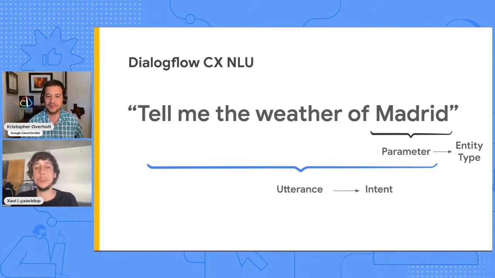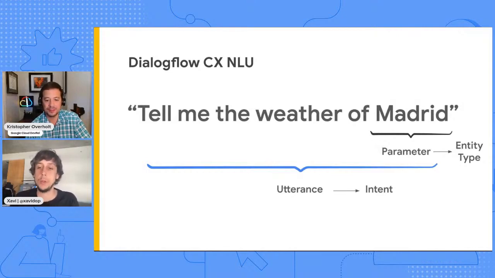So in natural language understanding, how this works is that we are going to have intents and entity types. An intent is basically a user intention, in this case, could be get weather. That is going to be the intent. And to that intent, we are going to add multiple utterances. An utterance is just an example of how a user can request that intent.